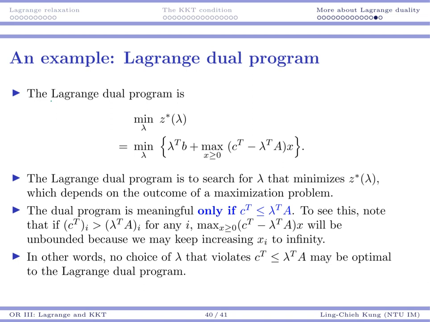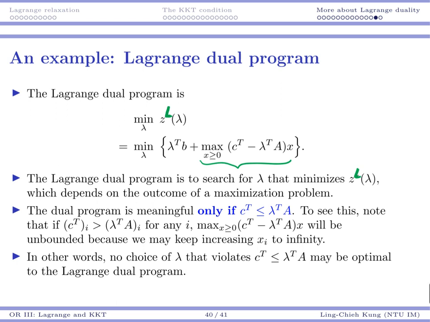So now our Lagrange dual program is the following. We want to find the lambda, which can be any sign, to minimize this particular function, ZL of lambda. And the ZL of lambda, as we mentioned, is this one. So now the Lagrange dual program is to search for lambda that minimizes this ZL of lambda, all right? And this ZL of lambda requires us to solve a maximization problem.